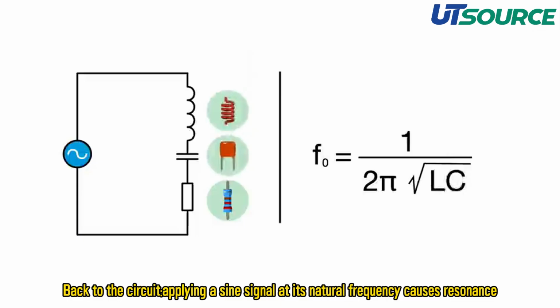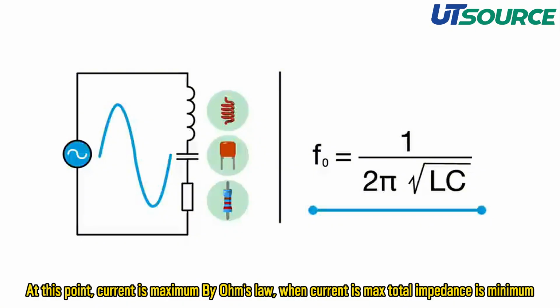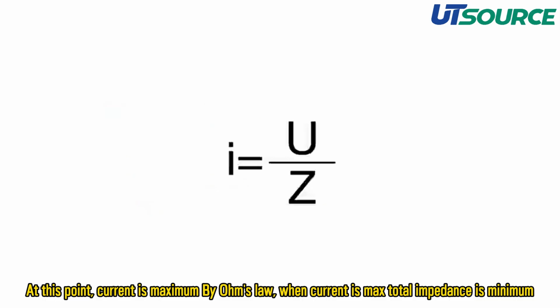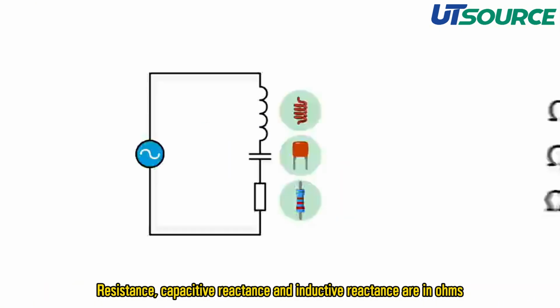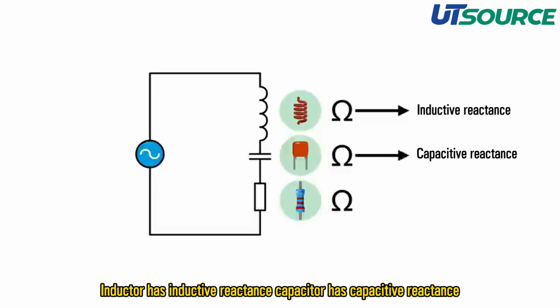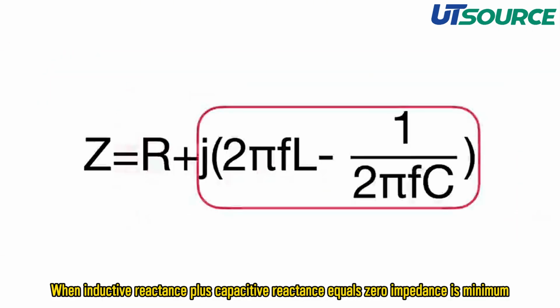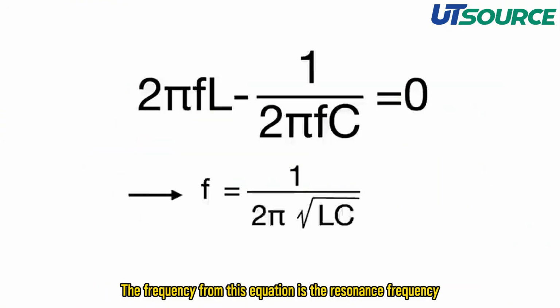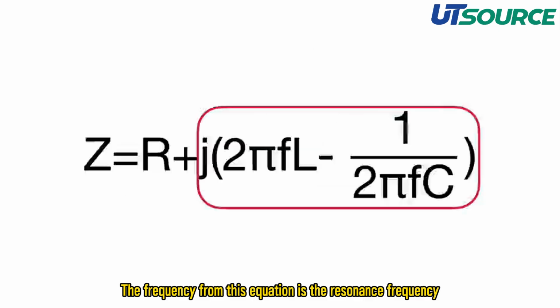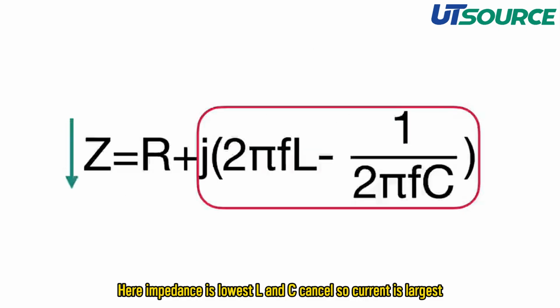Back to the circuit, applying a sine signal at its natural frequency causes resonance. At this point, current is maximum by Ohm's law. When current is max, total impedance is minimum. Resistance, capacitive reactance, and inductive reactance are in ohms. The inductor has inductive reactance, the capacitor has capacitive reactance. This is the impedance formula. When inductive reactance plus capacitive reactance equals 0, impedance is minimum. The frequency from this equation is the resonance frequency. Here impedance is lowest, L and C cancel, so current is largest.